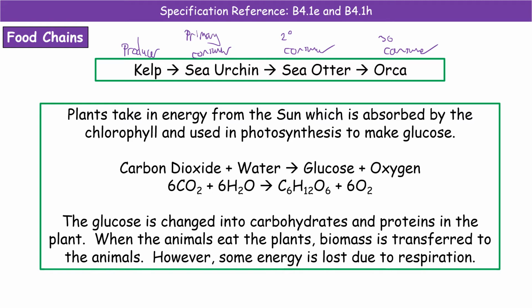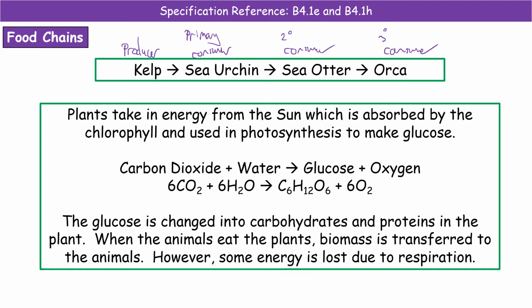So what we find here then is that we've got these different levels of consumers and producers. So all we've got, the producer is the one at the beginning of the food chain, always will be. Then we have our primary consumer, secondary consumer, tertiary consumer. Don't forget, the arrows in our food chain show the direction that the energy is flowing. So it has to go from the kelp to the sea urchin to the sea otter to the orca. If you put it the other way around, what you're really saying is that orcas are being eaten by sea otters because the energy will be going the other way. Not true. Arrows have to go from the producer to the primary consumer and so on.